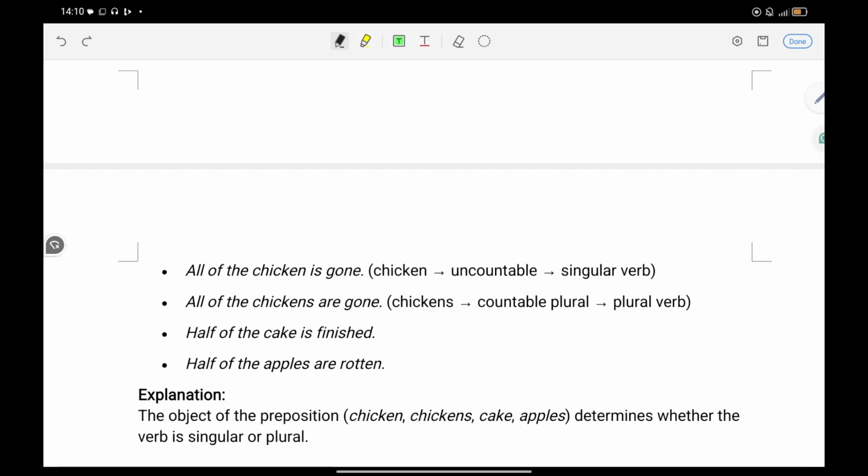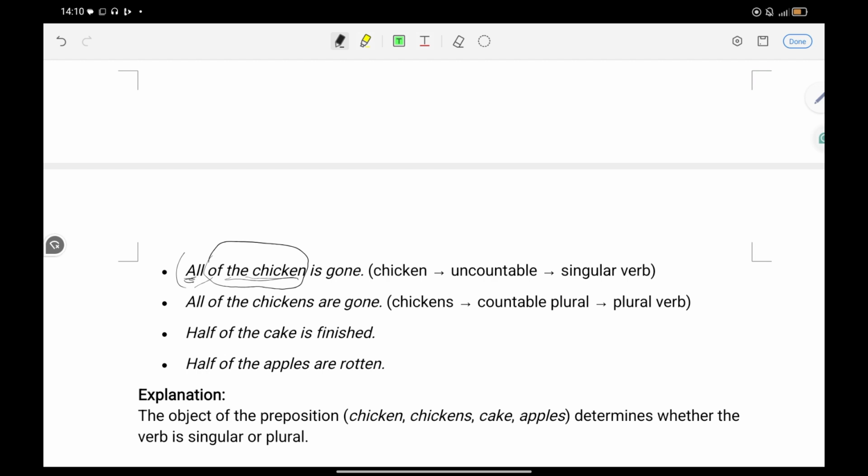All of the chicken is gone. What made it "is" is the object of the preposition, which is chicken. "Of the chicken" is the prepositional phrase, of being the preposition, the chicken being the object. So don't think it is "all" that determines the verb. No, "all" is just a quantifier. So it is "all of the chicken is gone." If it was chickens, it would be "are": all of the chickens are gone.